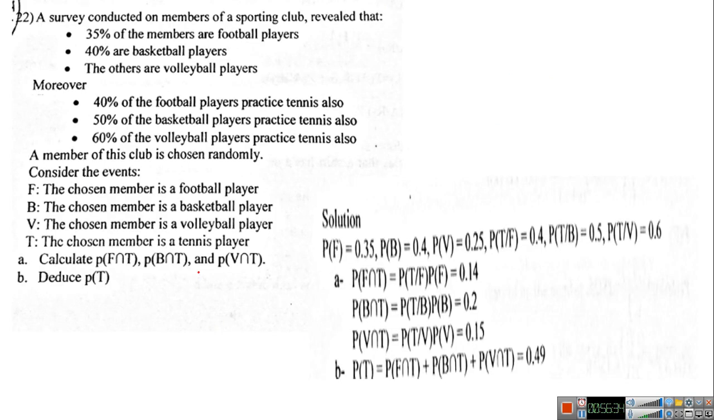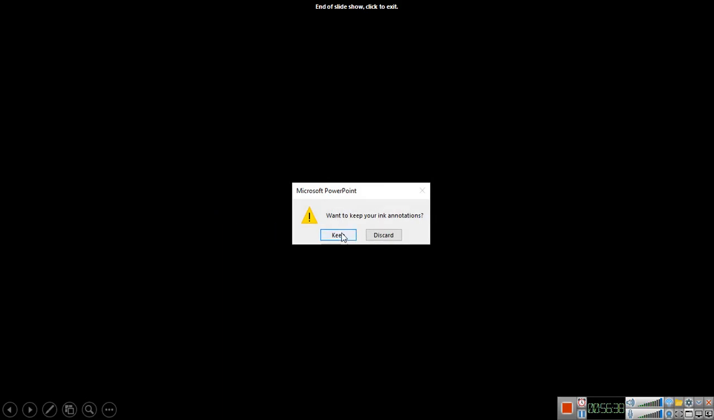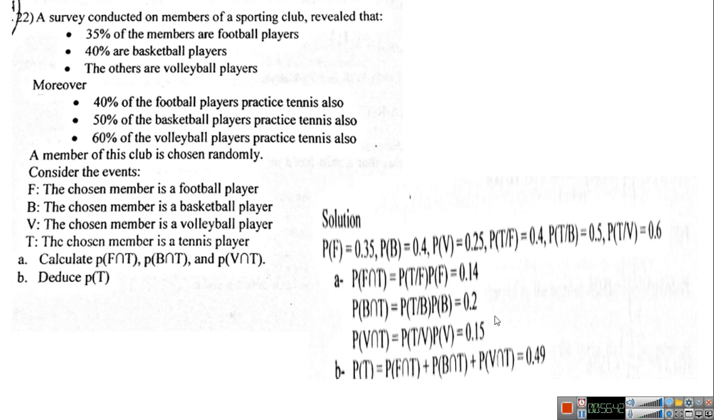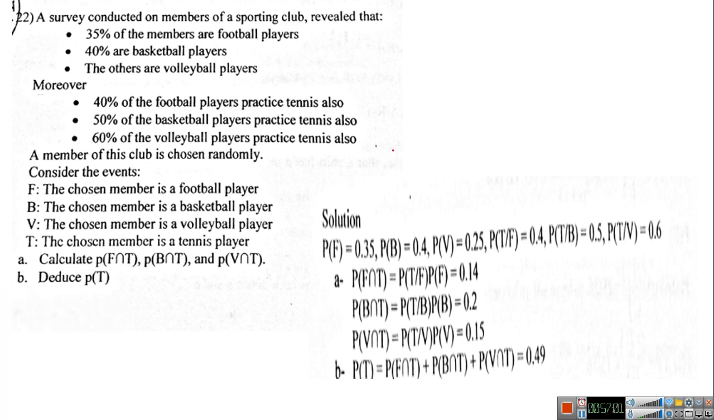Number 22. Let me see how many problems remain. Okay, still we have two problems to do. Number 22: a survey conducted on members of a sporting club revealed that 35% of the members are football players. So let me draw here a table.